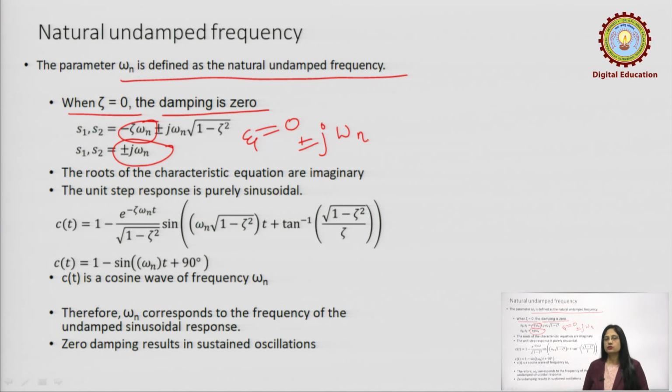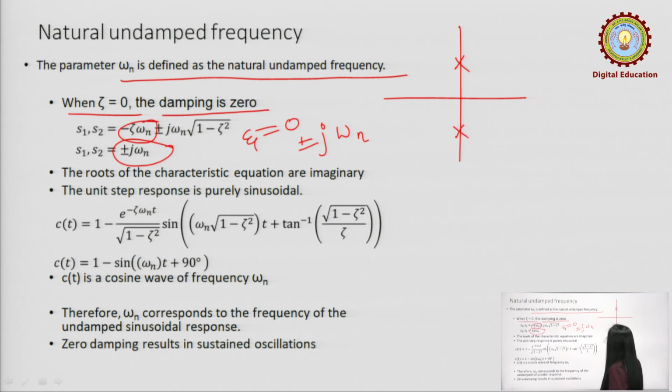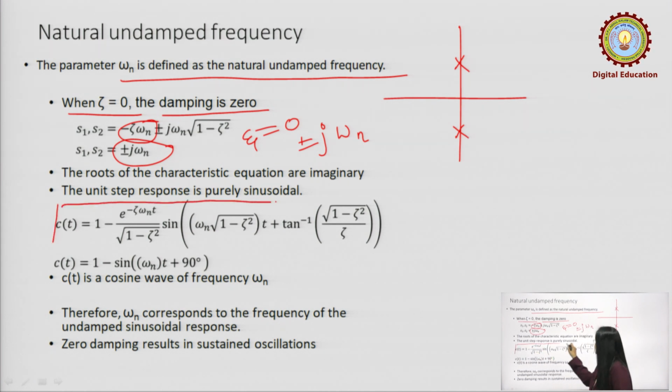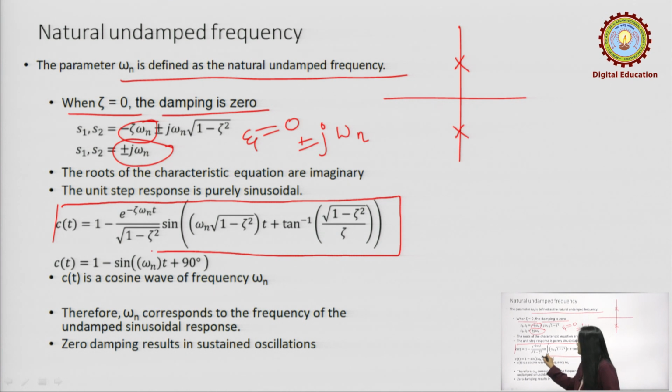That means the roots are lying on the imaginary axis. So, the roots are lying on the imaginary axis for the case when there is no damping, and the roots of the characteristic equation are purely imaginary. We have just rewritten this equation of C of t.